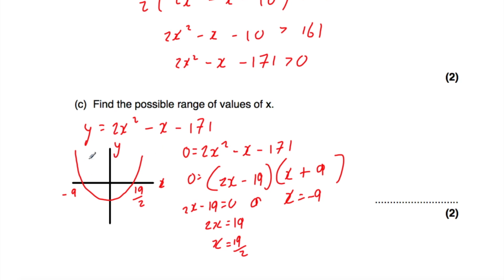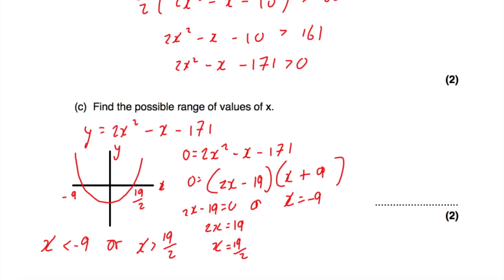So we've sketched the quadratic, and we want to find where the quadratic is bigger than 0. So that's where this quadratic graph will be above the x-axis. So that'll be any value of x that is less than minus 9, or any value of x that is bigger than 19 over 2, or 9.5.